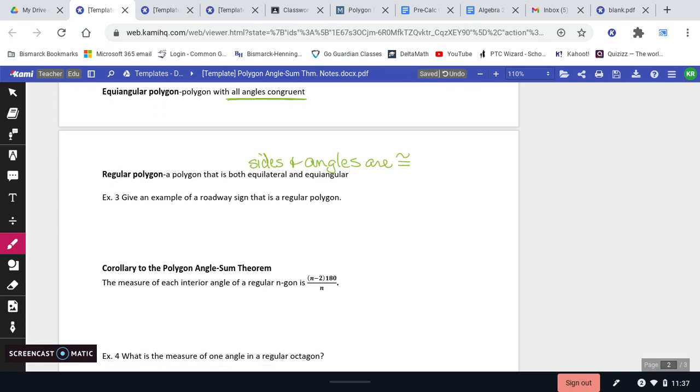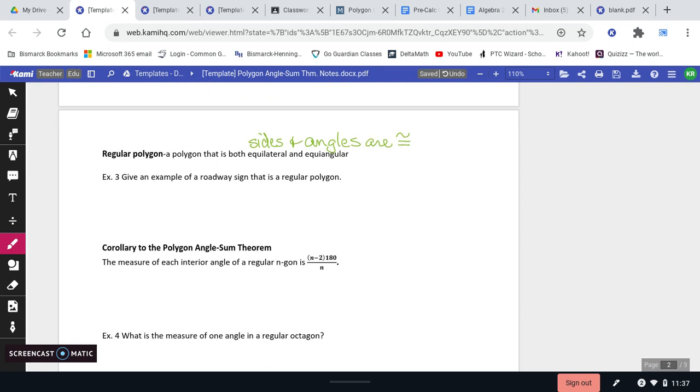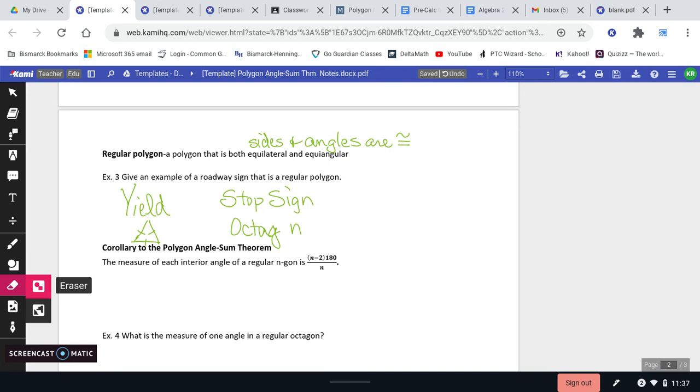So give an example of a roadway sign that is a regular polygon. All right, we came up with a couple of them. The yield sign is an equilateral triangle. Okay, so all 3 sides are the same, all 3 angles are the same. The other one was our stop sign. Okay, you probably know that one. That's an octagon. But again, all 8 sides and 8 angles are congruent.